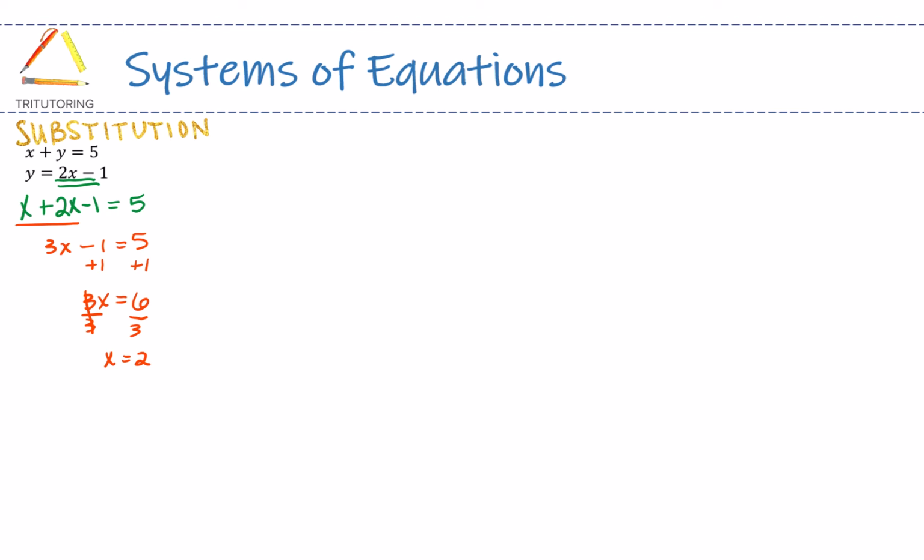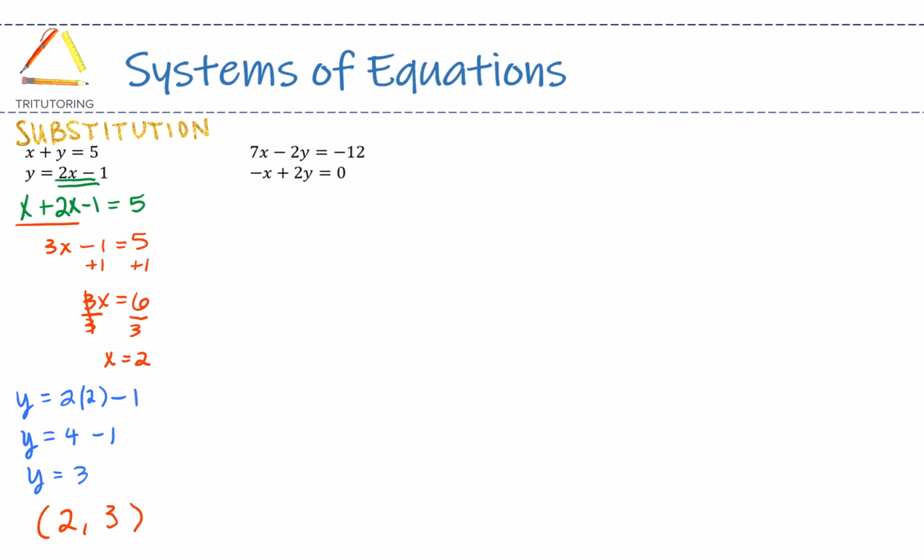Once you find a solution for one of your variables, use it in the original system, either equation, to find whichever term we're missing. So I'm going to use x equals 2 in my second equation. Instead of writing 2x minus 1, I'm going to replace x with 2. I get y equals 4 minus 1, and 4 minus 1 is 3. To write my final answer for the system, I would make it an ordered pair x, y. So I would write it as 2, 3. And that's my final answer using substitution.